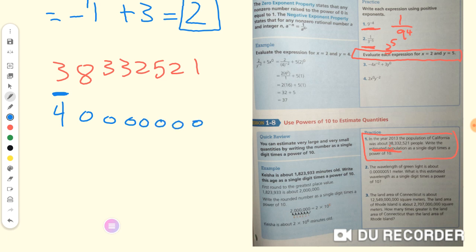And I have to write it as a power of 10 because he asked for it in the power of 10. So I can write 4 multiplied by 1, 2, 3, 4, 5, 6, 7, so 10 to the power 7. Okay, this is called the estimation way.